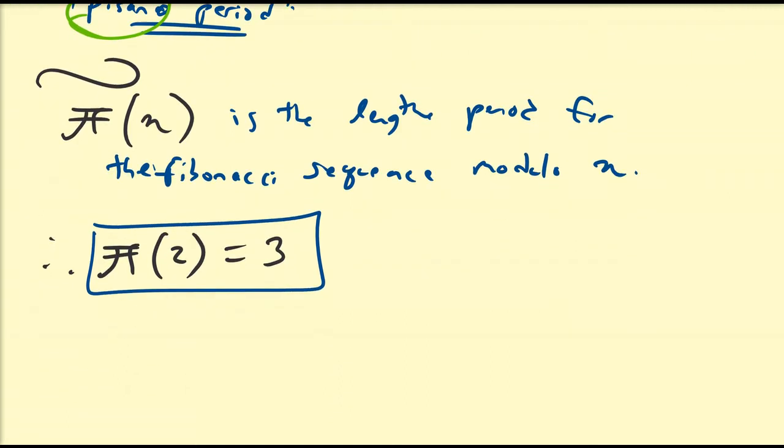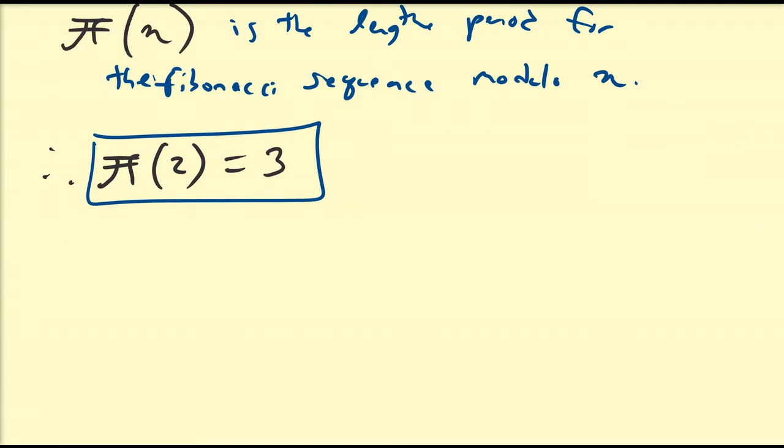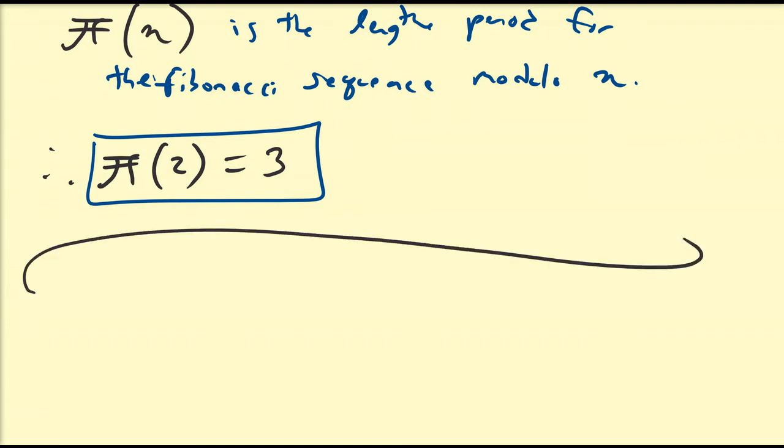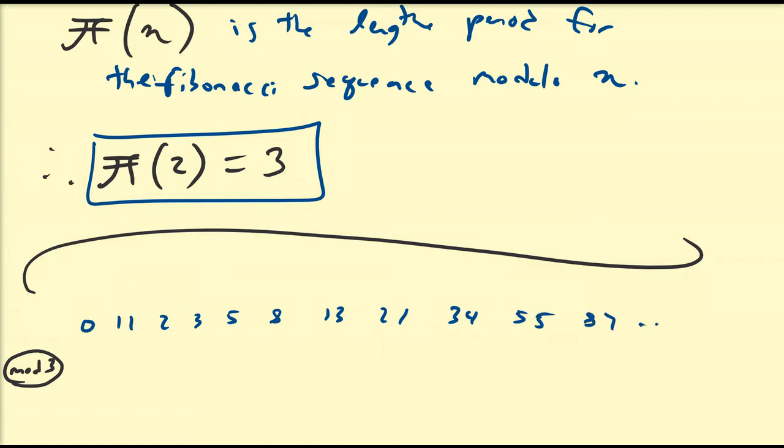All right, let's do another example to illustrate how to calculate the Pisano period, at least through the brute force approach. The next one is going to be modulo 3, so we're going to find the Pisano period of 3. So let's see, what's the Fibonacci sequence? 0, 1, 1, 2, 3, 5, 8, 13, 21, 34, 55, 87, and then we can continue on if we want.